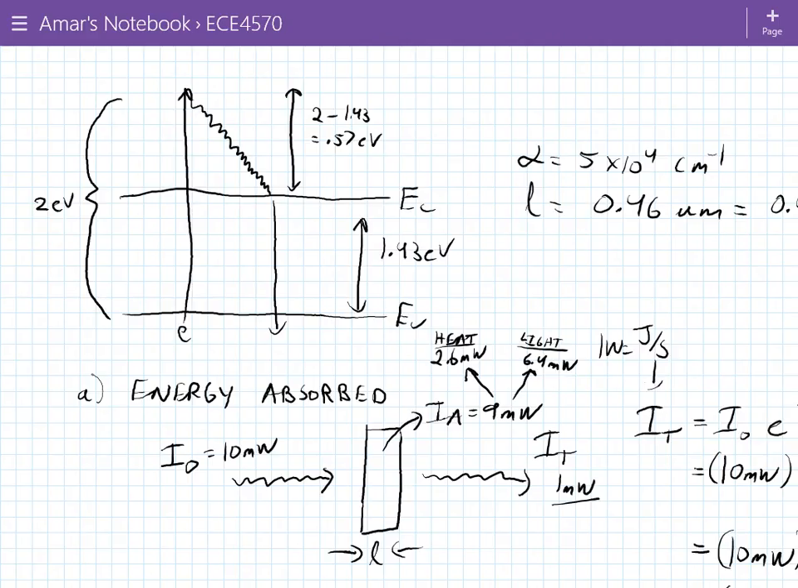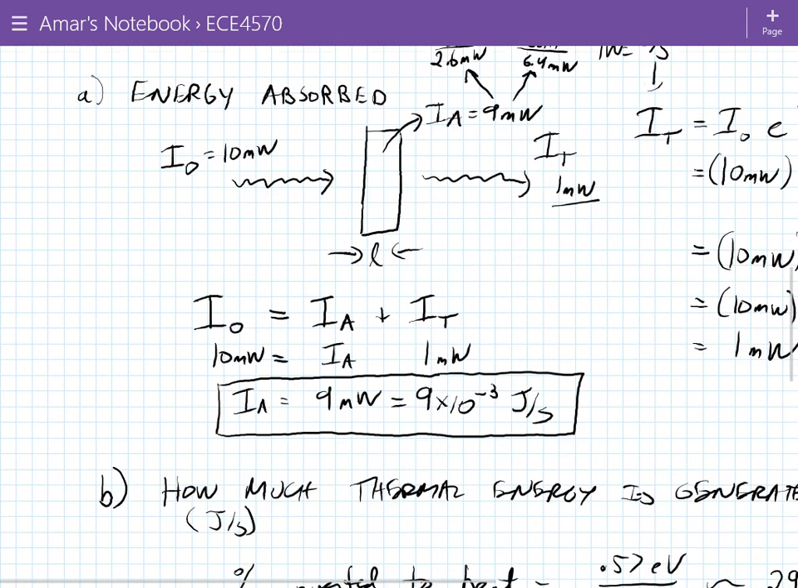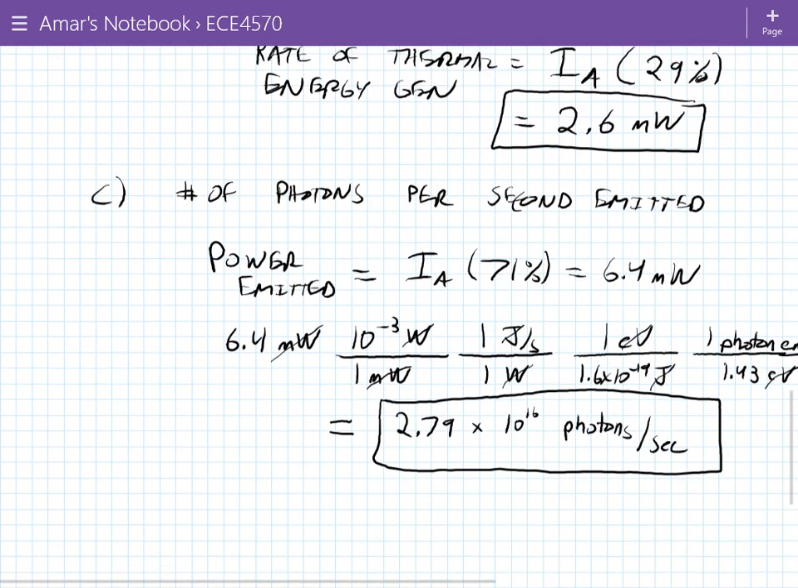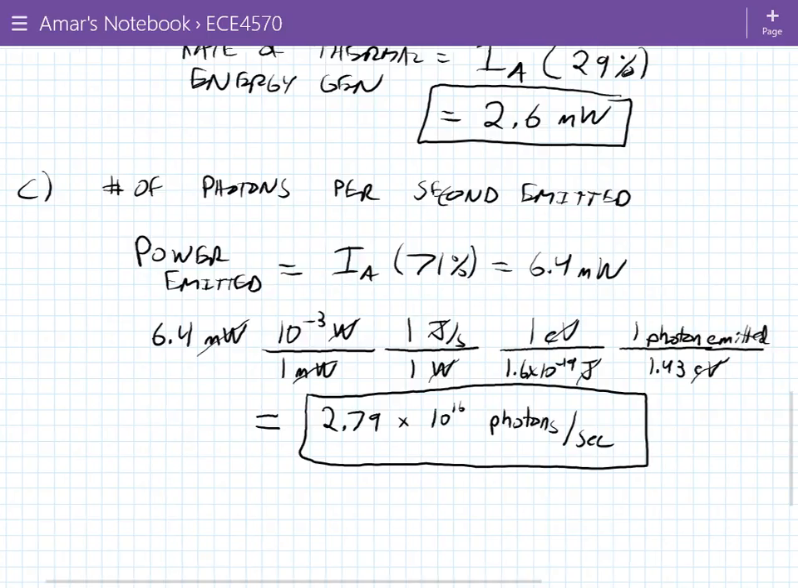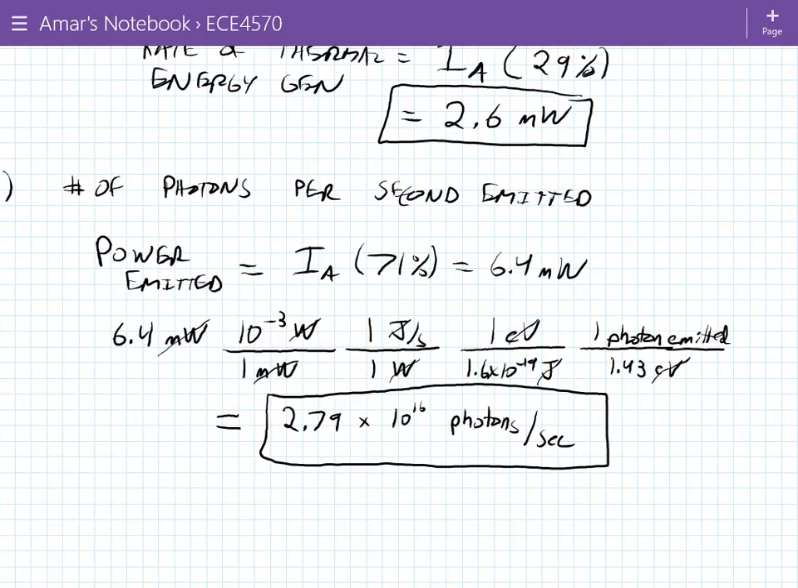So there's a certain number of joules of energy that each photon has that's being given off. And so if there's 6.4 milliwatts of power, a certain number of joules per second in terms of the optical power, then from there you can figure out the number of photons emitted by the material. And the way that you can do that is by the simple unit conversion, this last step at the end here, where you say that one photon emitted has 1.43 electron volts of energy.